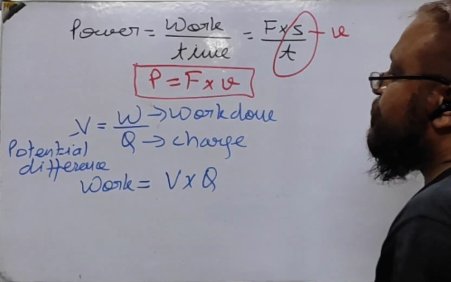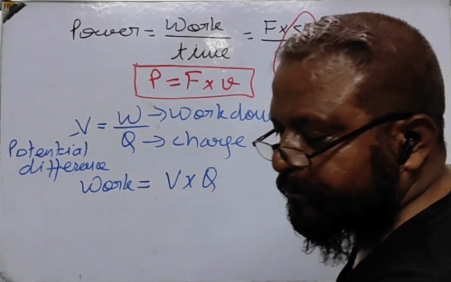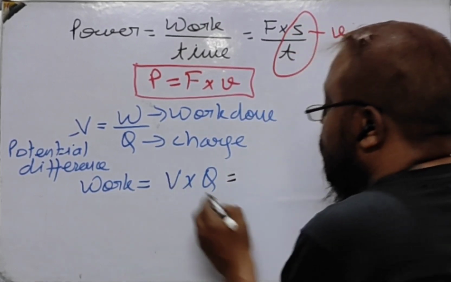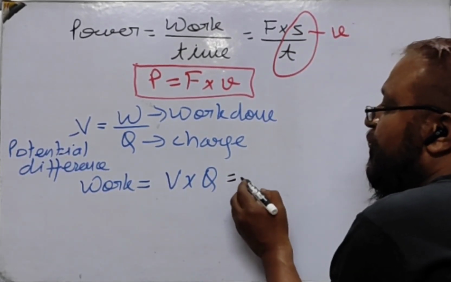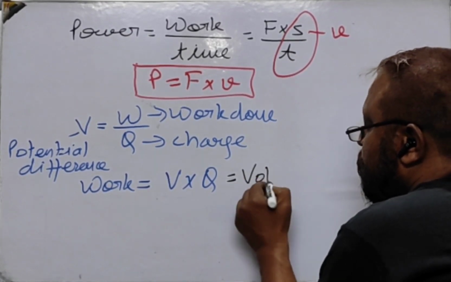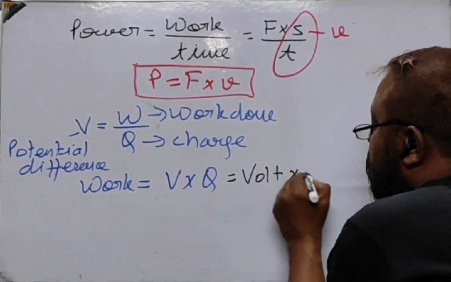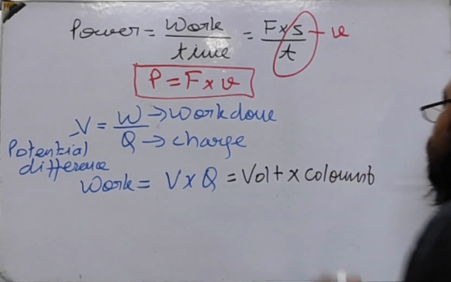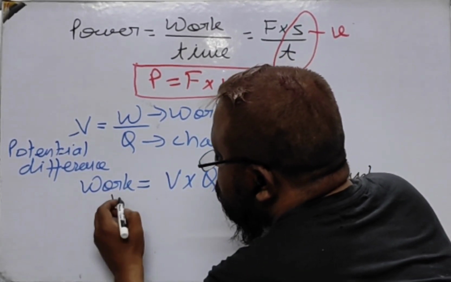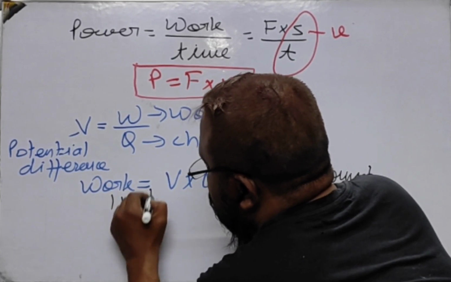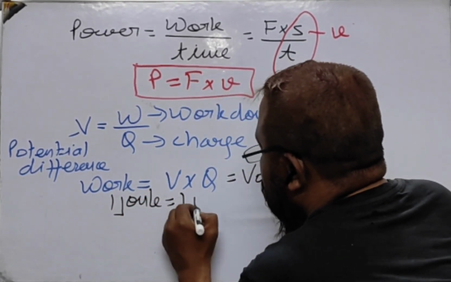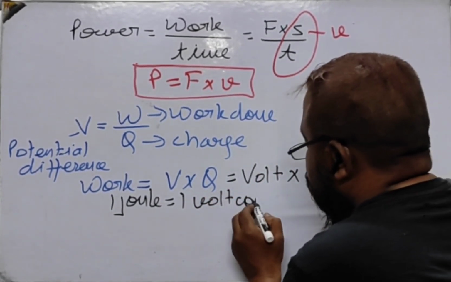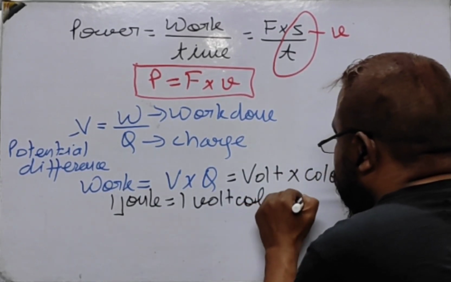So its unit is, potential difference is measured in volt, and charge is measured in coulomb, right? So we can say that 1 joule is equal to 1 volt coulomb. Fine.